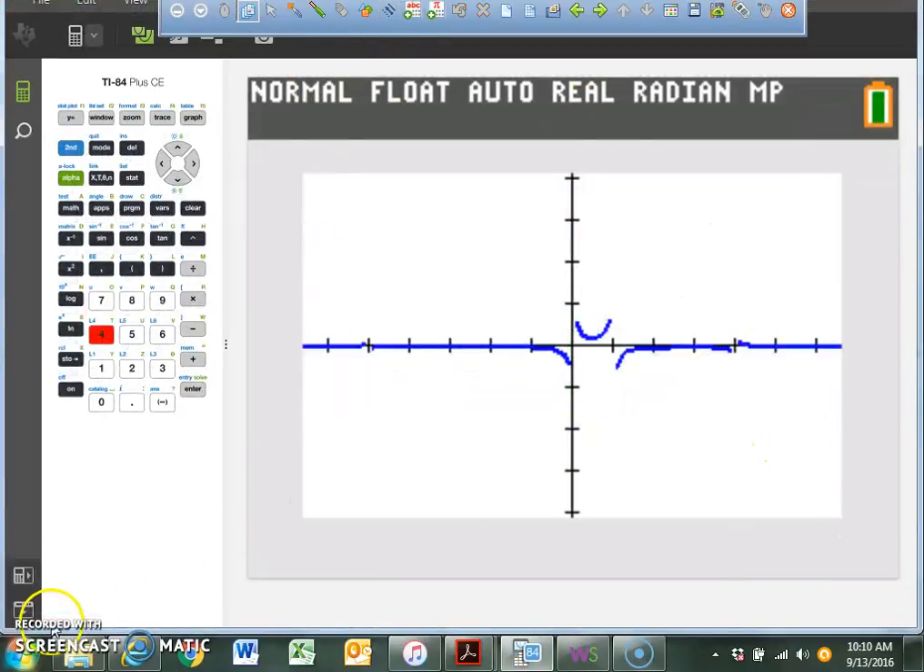All right, so we finished with vertical asymptotes. Now we're going to be going on to another concept.